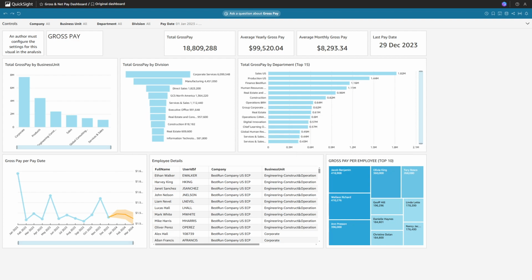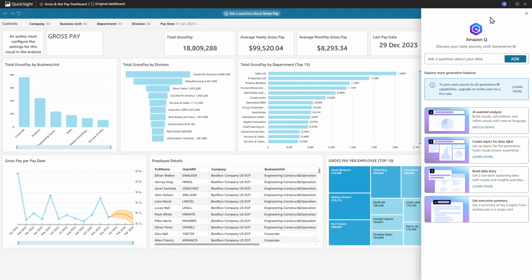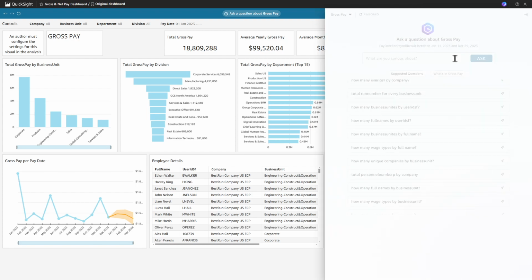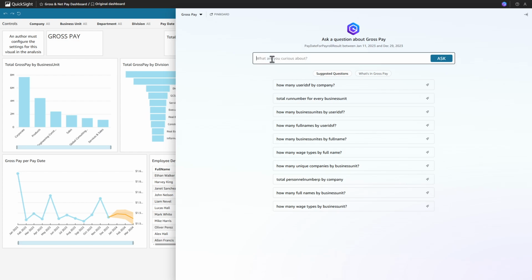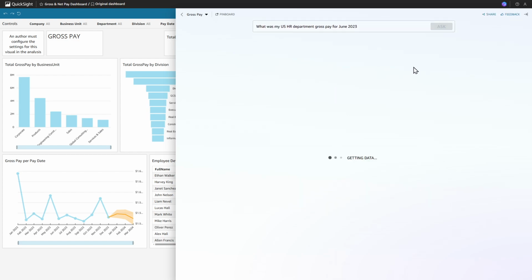One of my other favorite functionalities is Amazon has generative AI with this Amazon Q, and it allows you to ask questions about your data, right? And so you can build stories, get an executive summary, and then ask questions. So let's take a look at this and say, hey, what was my, let's say, US HR department gross pay for June 2023? And ask this.